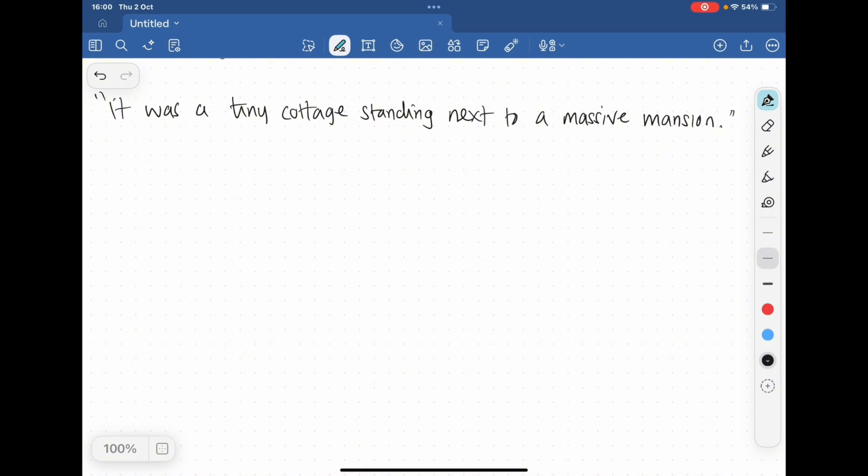So what would be the effect of this use of a juxtaposition? The effect of this juxtaposition would be that it emphasizes inequality or differences in wealth.